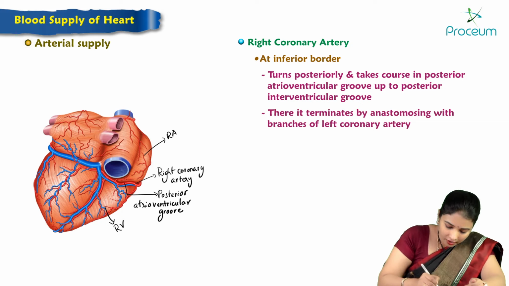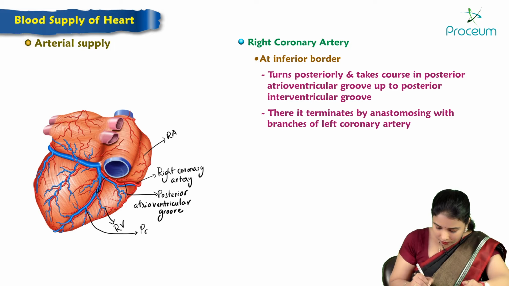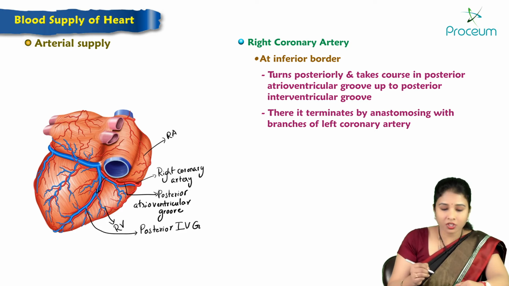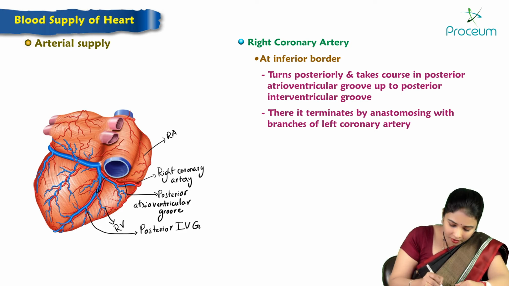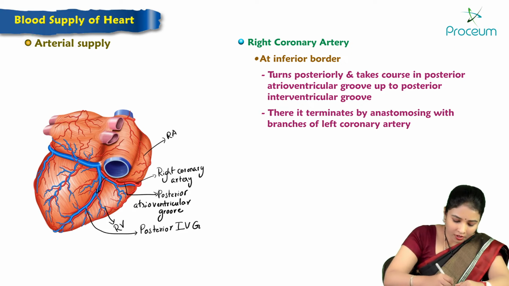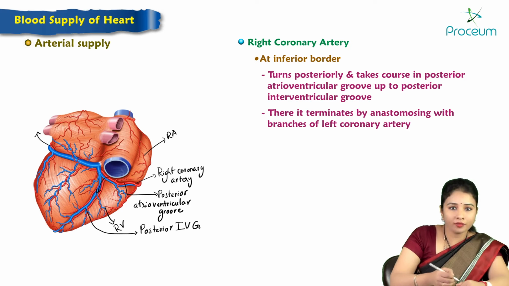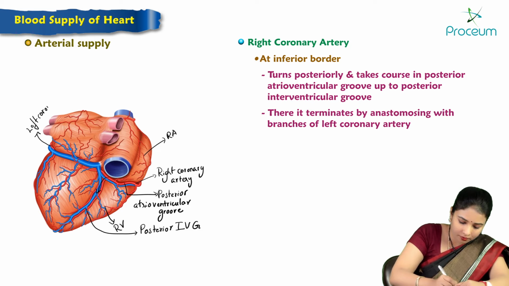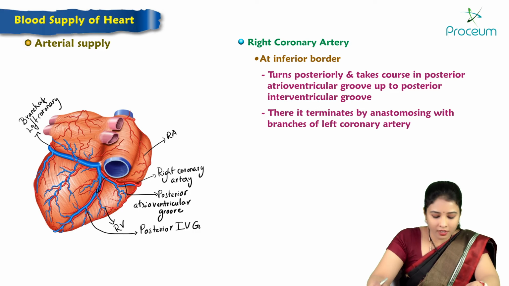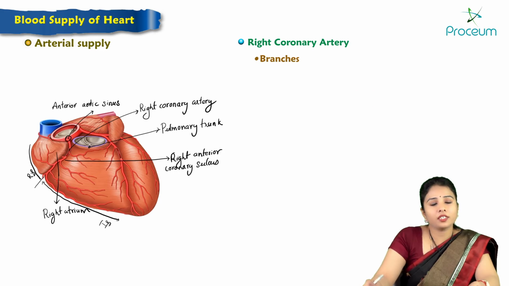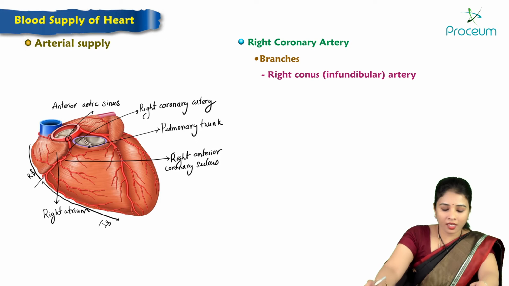Here we can see it gives off a branch which is going into the posterior interventricular groove, which contains the posterior interventricular artery, and further we can see the artery ending up by anastomosing with the left coronary. This is the branch of left coronary artery. So that is the course of right coronary artery. Let's see the branches of right coronary artery. The first foremost branch is the right conus or infundibular artery.